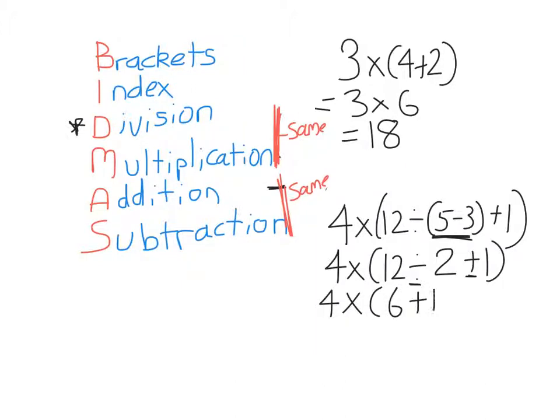So I have 4 times 6 plus 1, which is 4 times 7, which is equal to 28. So once again, I'm working down the page, and each line equals the line above. So that's my final answer.